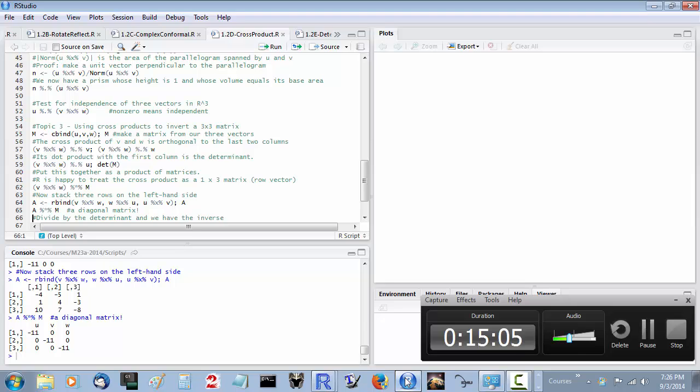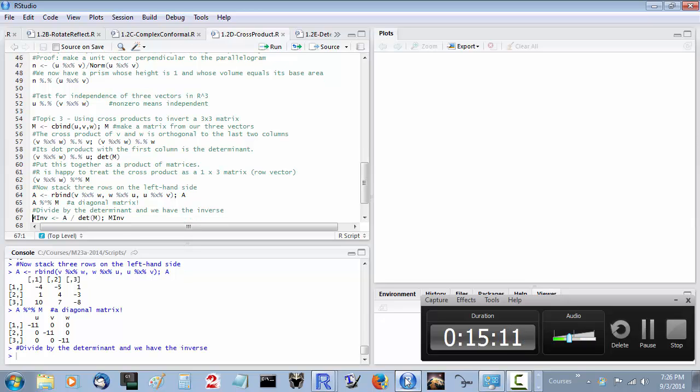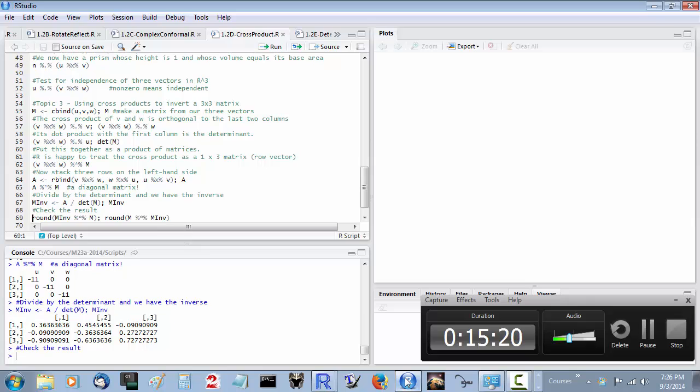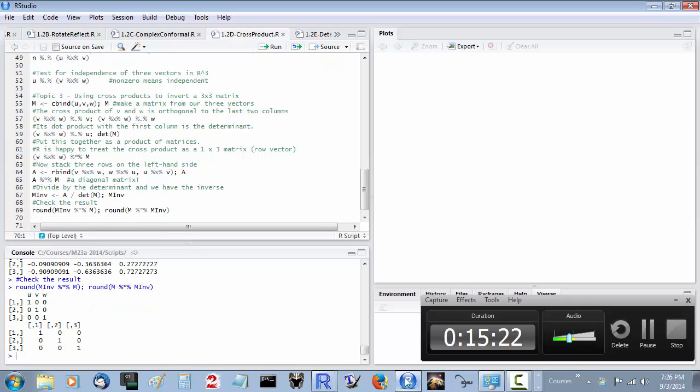the identity matrix. All I would have to do in order to get the identity matrix is divide by the determinant of M, minus 11. So if I take the matrix A and divide by the determinant of M, I get the inverse matrix, and it's easy to check that on multiplication I have the identity matrix.